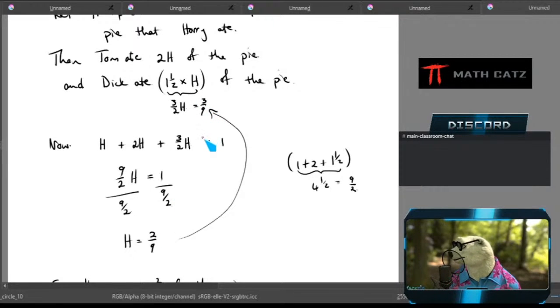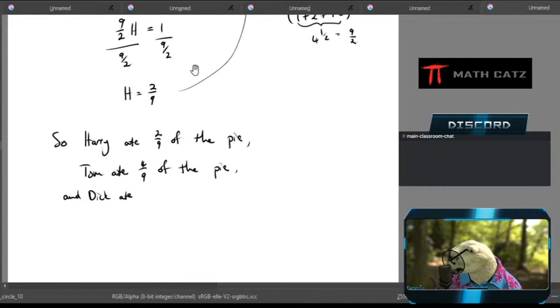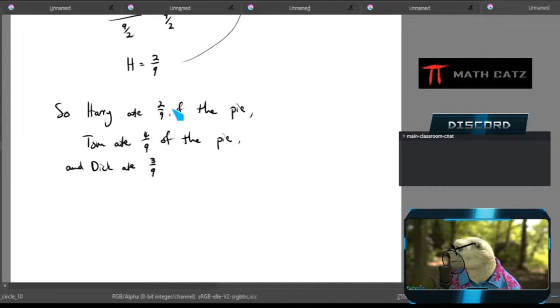And it's nice to have the denominator be the same so I can easily check and compare the fractions. Or you could have said, well, I have 3/2 times 2/9. The 2's cancel, and I get 3/9 as well. So it doesn't even matter, but it's nice here to have the same denominator for comparison purposes. 3/9 of the pie. And then I can see, does this add up? 2 plus 4 is 6, plus 3 is 9. So the whole pie was consumed by these 3 people.